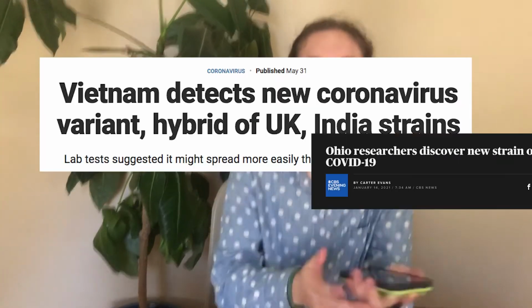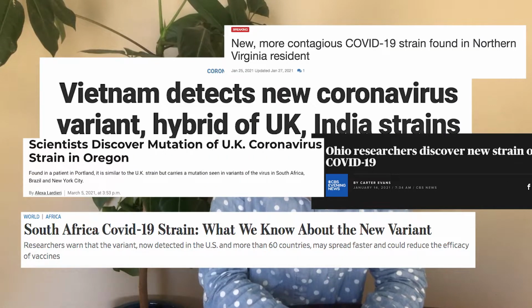News: oh no, there's a new variant of COVID-19. How did that happen? And what does that mean for us? Before we get to new variants, first we need to understand DNA.